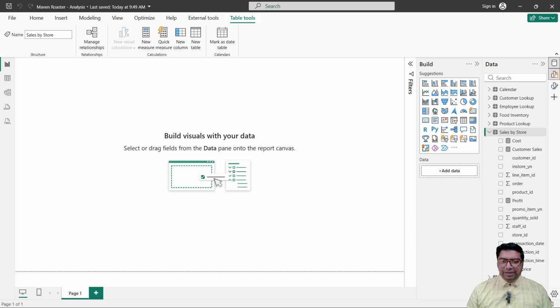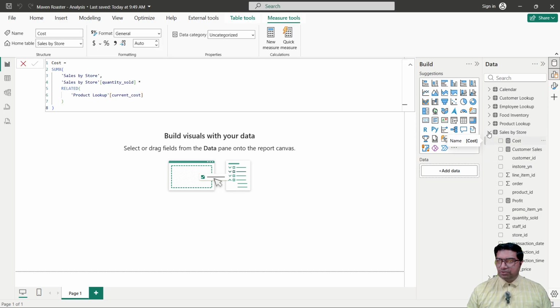Earlier we have already created a few measures, like the cost measure. In the cost measure, let's put some single-line comments. Here I'm returning the sales by the store table. So I'm simply putting a hyphen and giving my comment over there, like it returns the sales by store table too, right? And this is what we're doing.